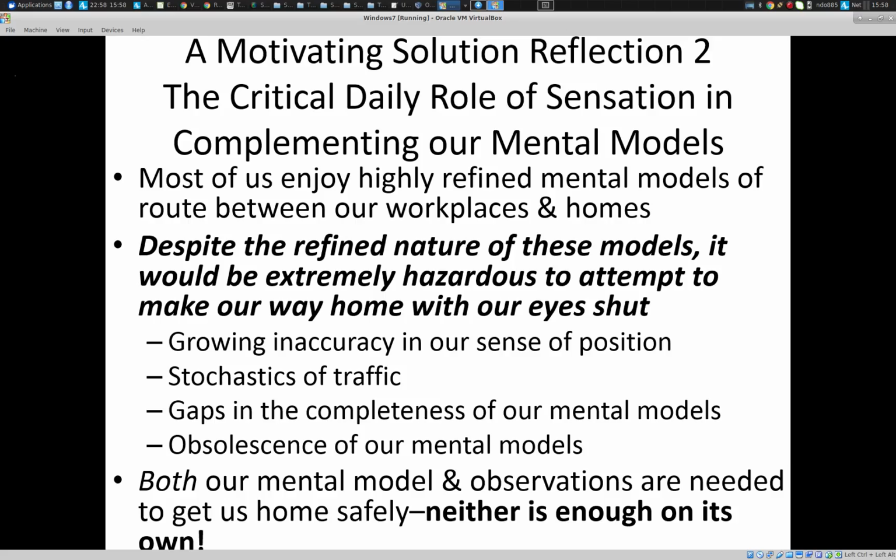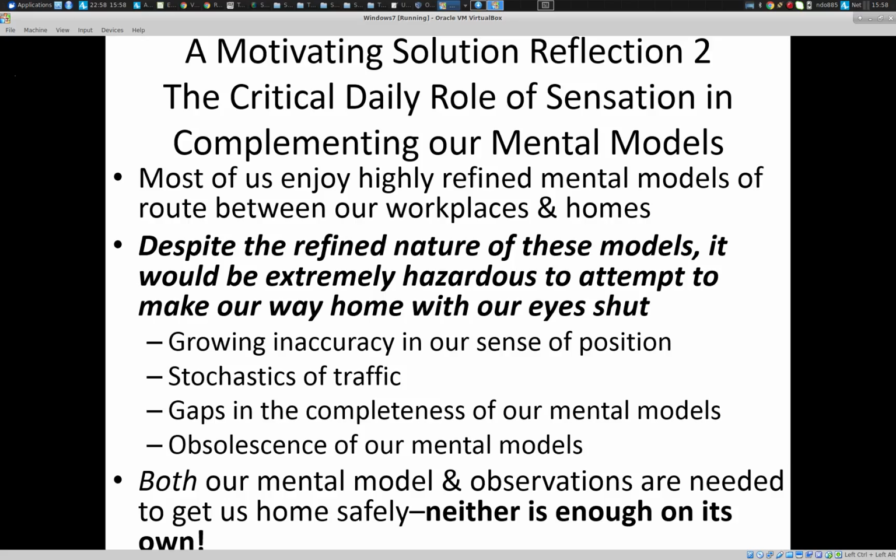It would be a fool's errand. We'd end up in a very bad way because of stochastics of traffic. We can't anticipate which way the light will be at a certain time. And very importantly, growing in accuracy. I emphasize growing in accuracy in our sense of where we are at a given time. If we were to try to traipse out with our eyes shut, board a bus, etc., we grow increasingly disconnected from where we are until we could grasp onto something that we could sense or see.